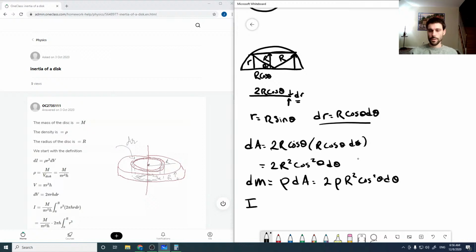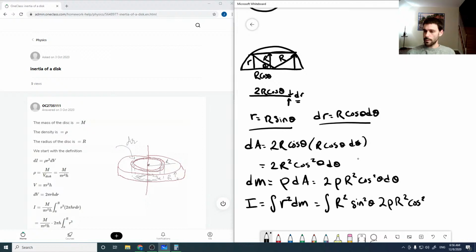And now our moment of inertia is integral r squared dm. We're going to use this definition of r. So integral r squared sine squared theta times our dm, which is 2 rho r squared cos squared theta d theta. And we're going to integrate from 0 to pi over 2, because I already included both sides of the semicircle here. So we just need to go up to pi over 2, so just a quarter of the circle, and that encompasses both sides of the half.